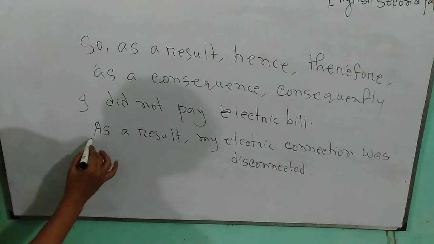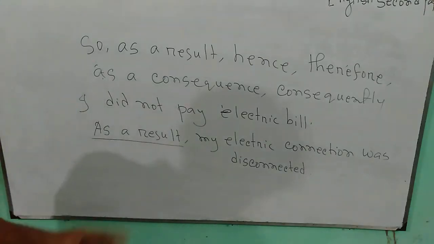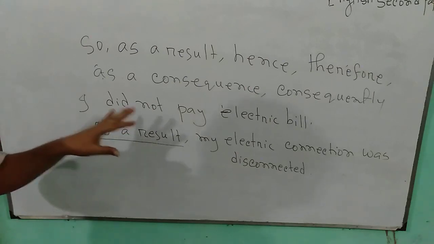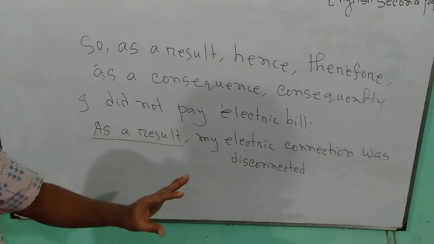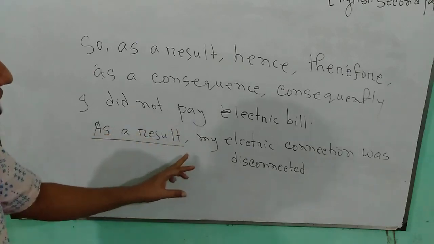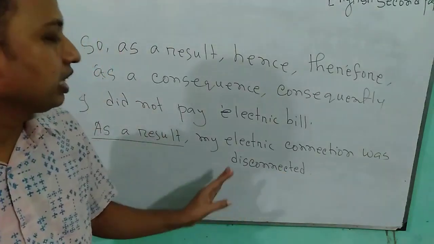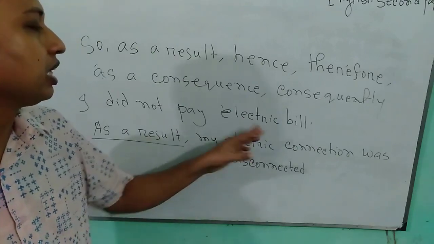As a result is a linking word. In the first sentence, there is a cause. What is the cause? I did not pay electric bill. As a result, my electric connection was disconnected. Why was the electric connection disconnected? Because of not paying electric bill.